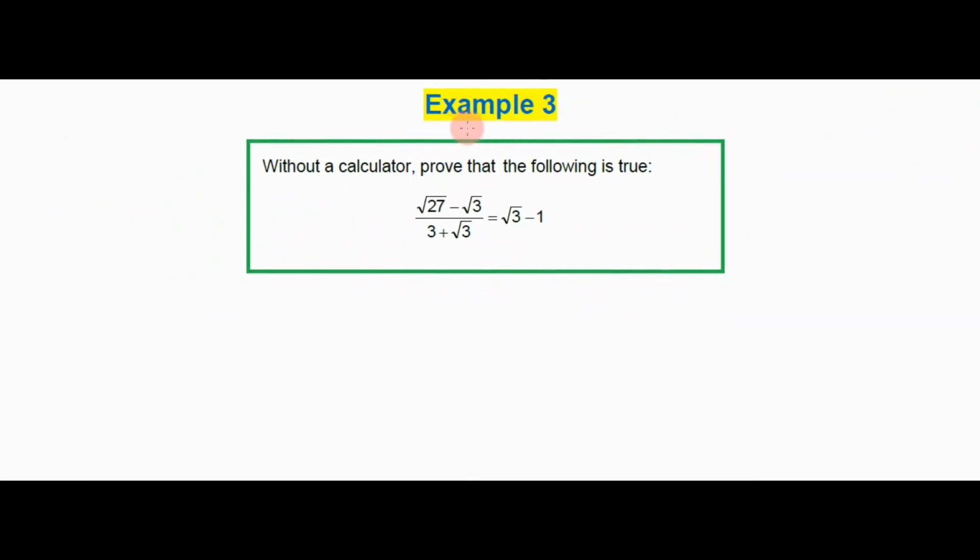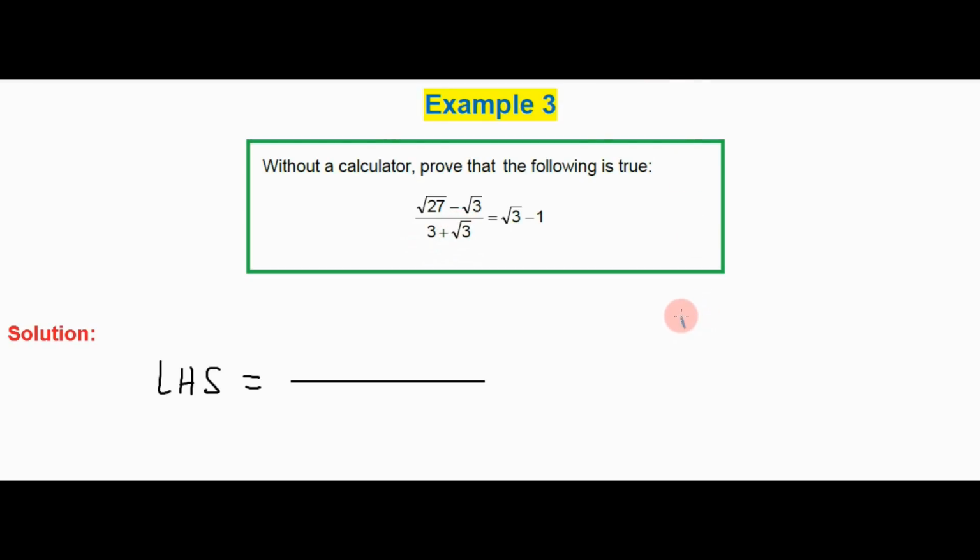So example 3 deals with proving identities. It says, without a calculator, prove that the following is true. And we are given this equation. So let's have a look at it. We start with the left-hand side. And we basically simplify the left-hand side.